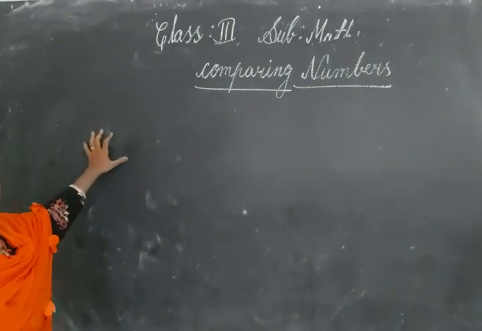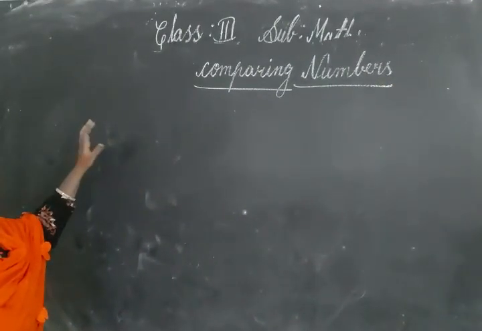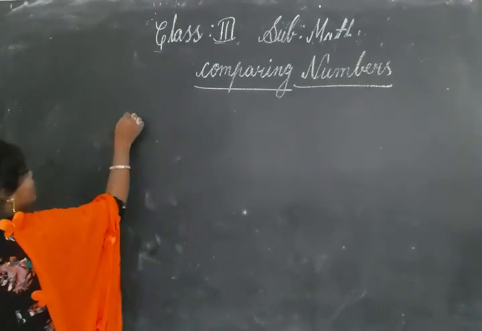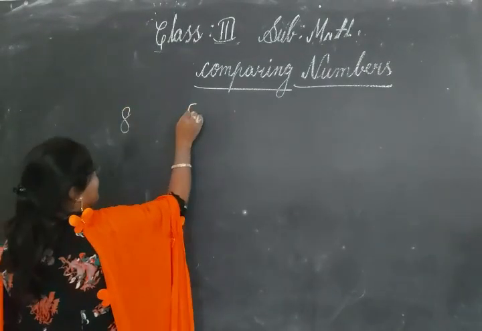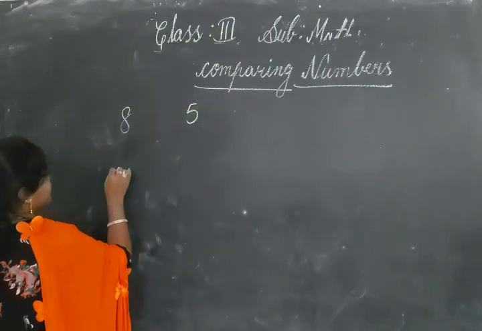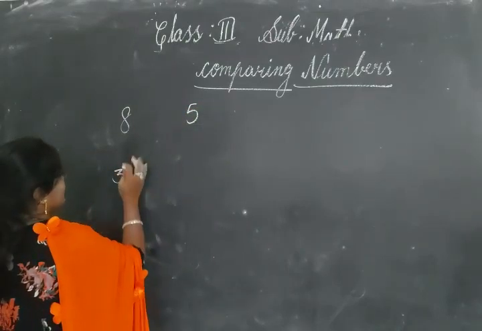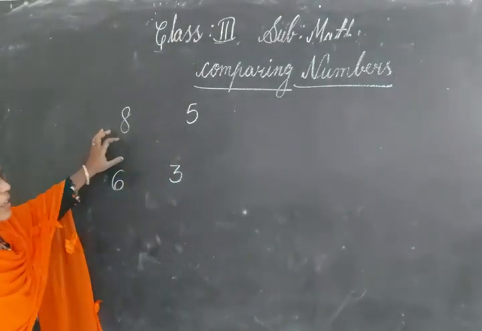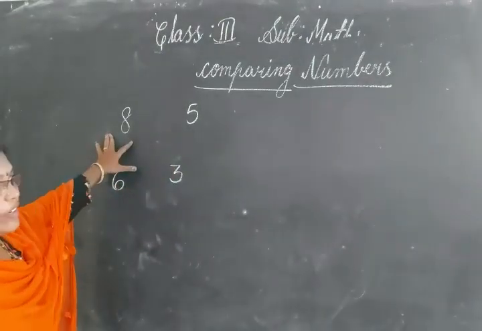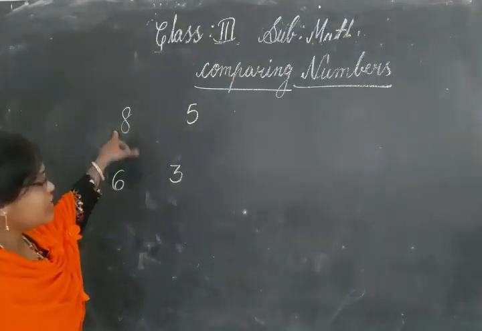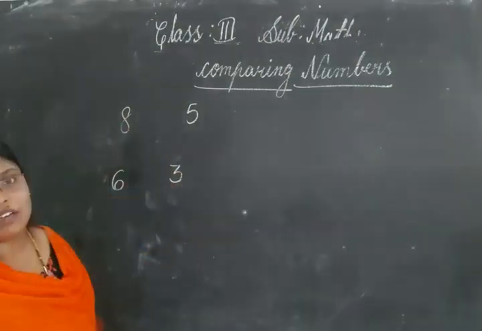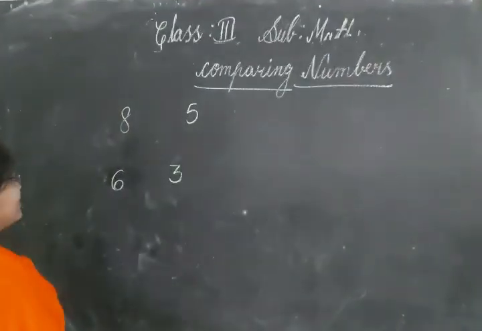Now I will write a few numbers on the board. You have to tell me which is the bigger number. See children, here we have 8 and 5. And this, what is the bigger number? 8. Yes.